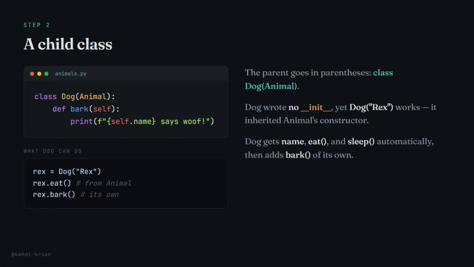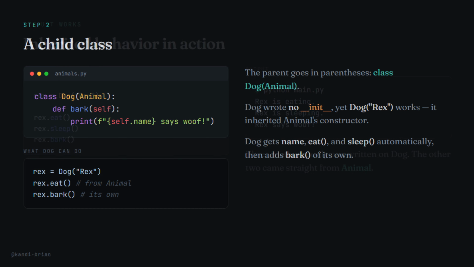Now the child. To make dog inherit from animal, we put the parent in parentheses. Class dog, open paren, animal, close paren. That single line is what creates the relationship. Notice that dog does not define its own constructor at all. There's no init method here. And yet calling dog with a name works perfectly because dog inherited animal's constructor.